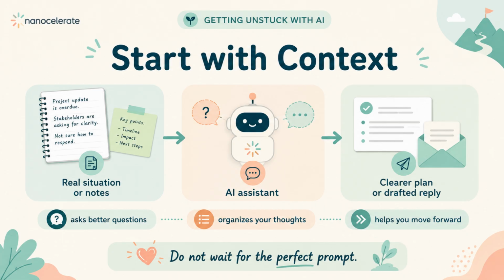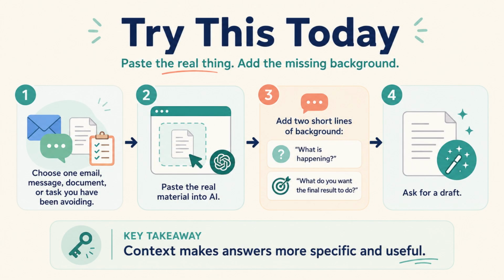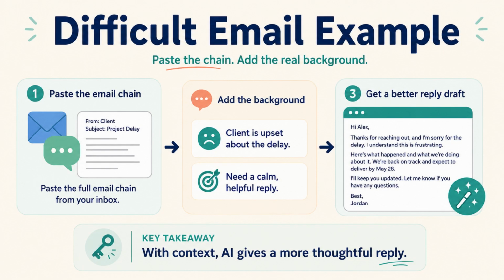Start with the context. Your practice task: here is a simple practice task for today. Find one email, message, document, or task you have been avoiding. Open your AI assistant. Do not only summarize it, paste the real material. Then add two short lines of background. What is happening? What do you want the final result to do? For example, "Here is the email chain. The client is upset because of a delay. I want a calm reply that explains the situation, apologizes once, and suggests the next step."